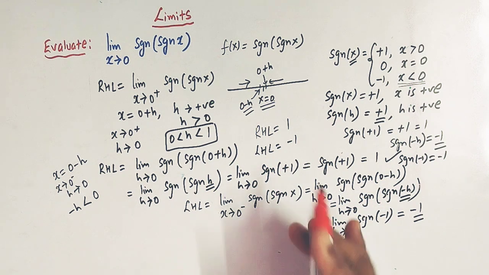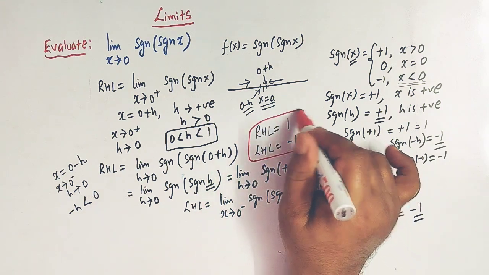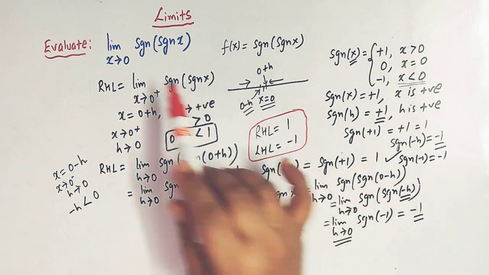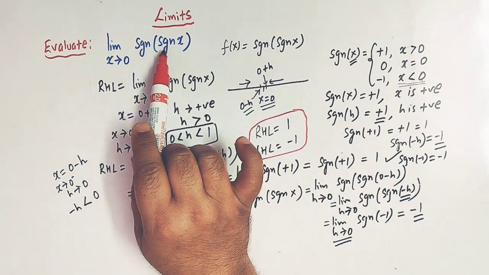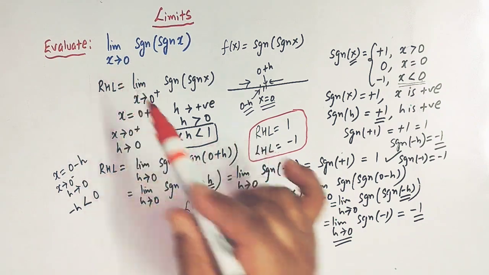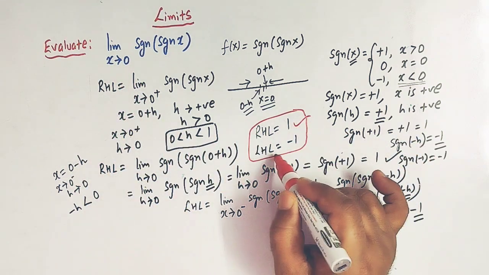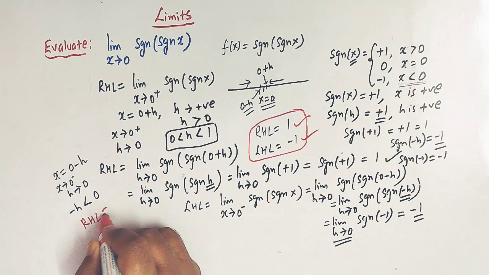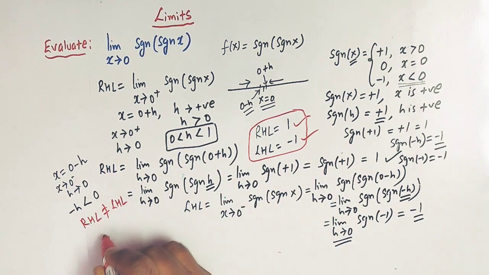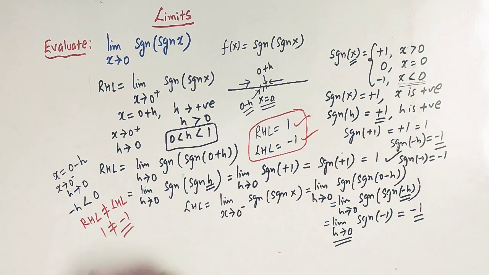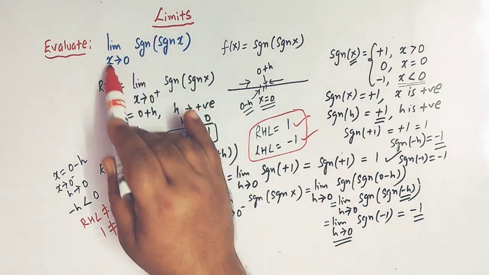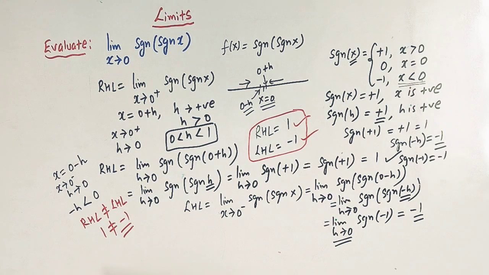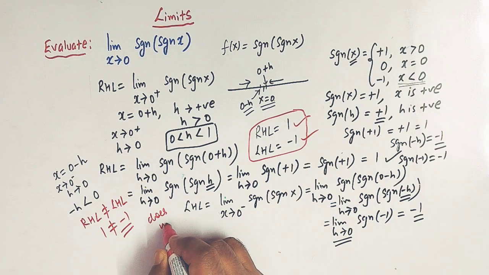So now viewers, here we have arrived at the conclusion that the right hand limit of this function, signum of x, when x approaches 0 is 1, and the left hand limit is minus 1, right? And the right hand limit is not equal to the left hand limit, that is 1 is not equal to minus 1, right? So from the definition of limit of a function, we can now conclude that the limit of this function when x approaches 0 does not exist.